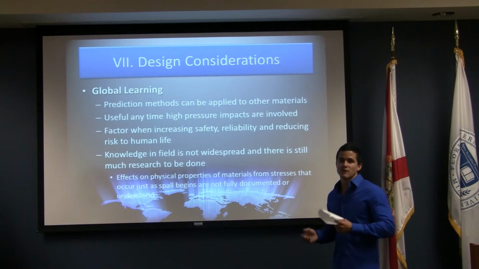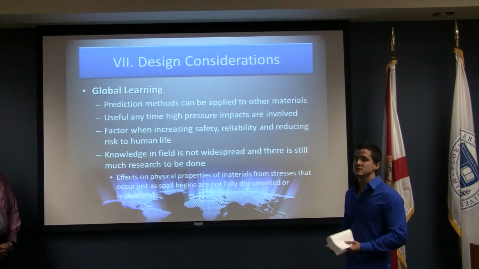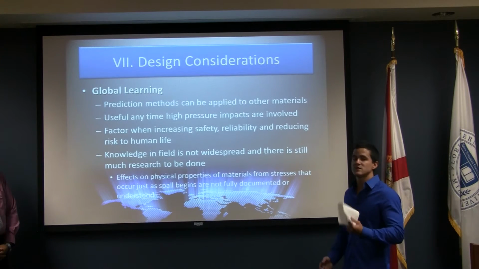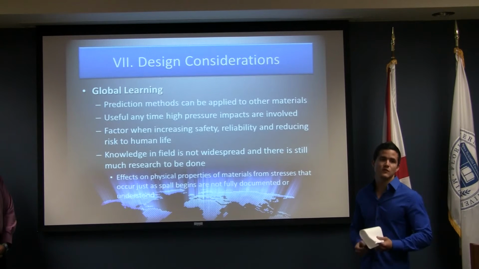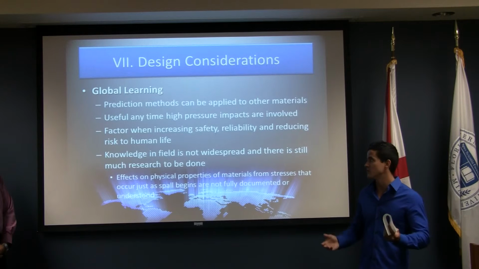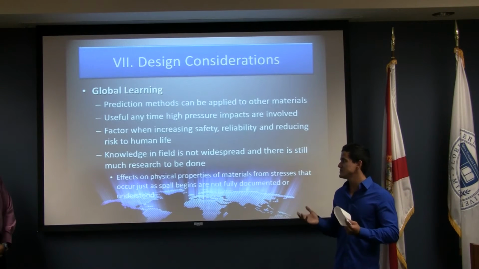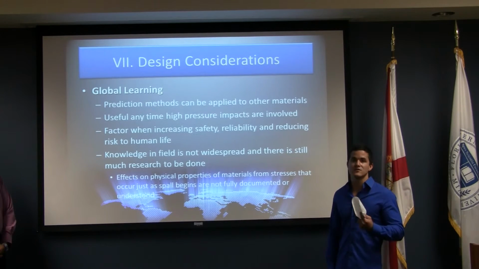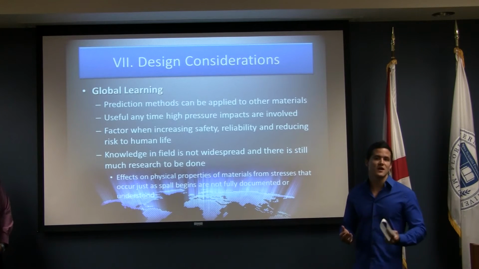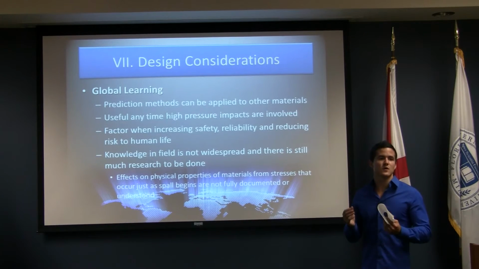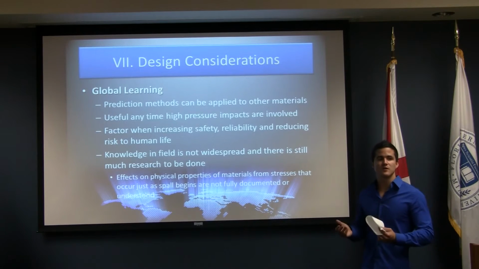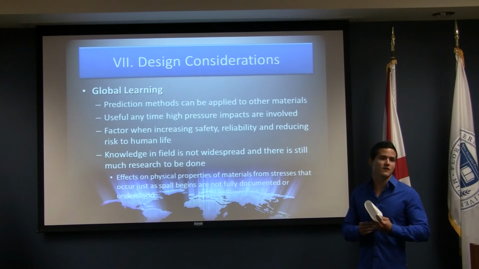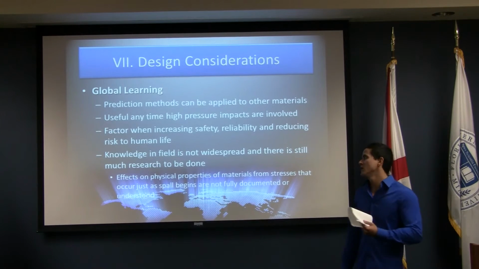Our prediction methods, if validated by the experimental results, can be applied to other materials, and this is going to be useful anytime that a high pressure impact is involved, and it's going to increase the safety and reliability of equipment that has to deal with high pressure impacts. Now, the only problem is knowledge in this field is not very widespread, and there's a lot of research still to be done, such as we don't really understand too well how the stresses that occur just as spall begins affect the physical properties of these metals, like the melting point, the yield strength, and its ability to be compressed.